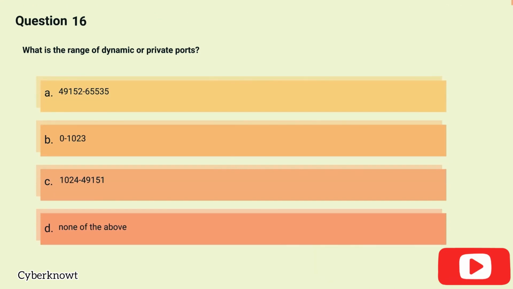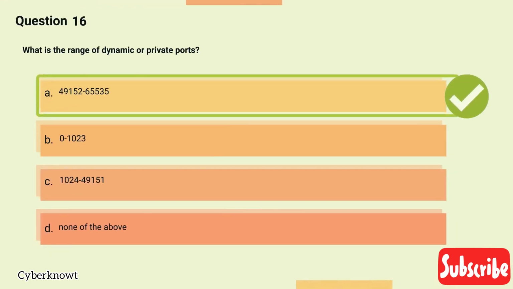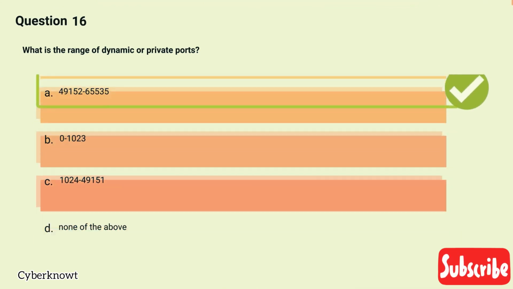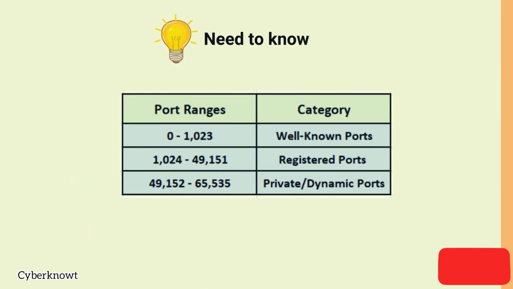Question 16. What is the range of dynamic or private ports? Option A. 49,152-65,535. Option B. 0-1023. Option C. 1024-49,151. Option D. None of the above. The correct answer is Option A. 49,152-65,535. Explanation. Dynamic or private ports fall in the range of 49,152-65,535, and are used whenever a service is requested that is associated with well-known or registered ports.